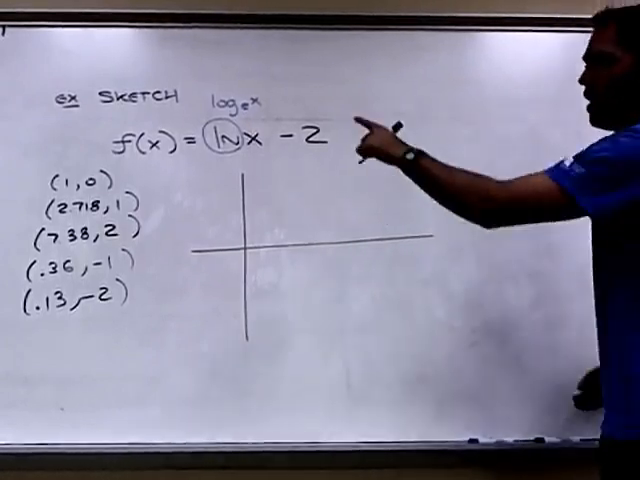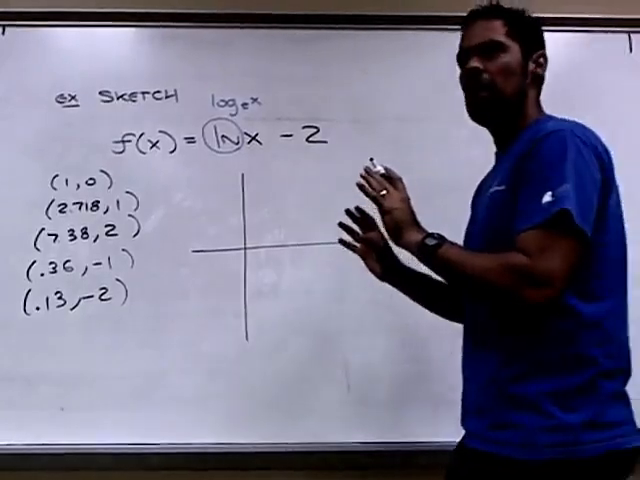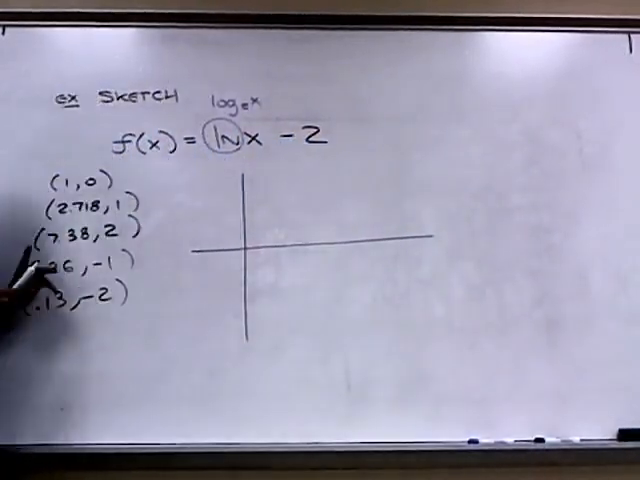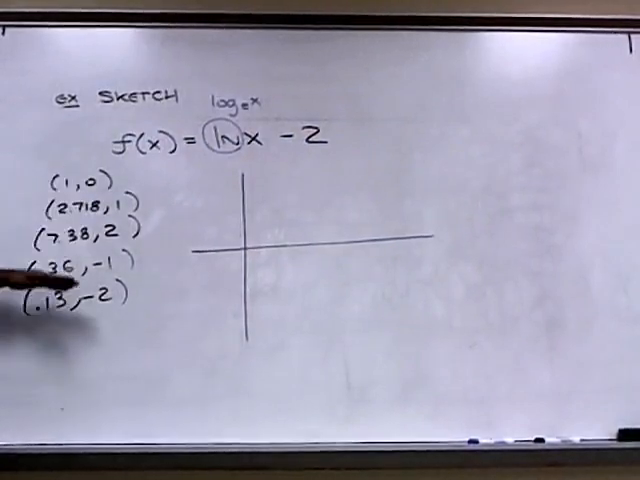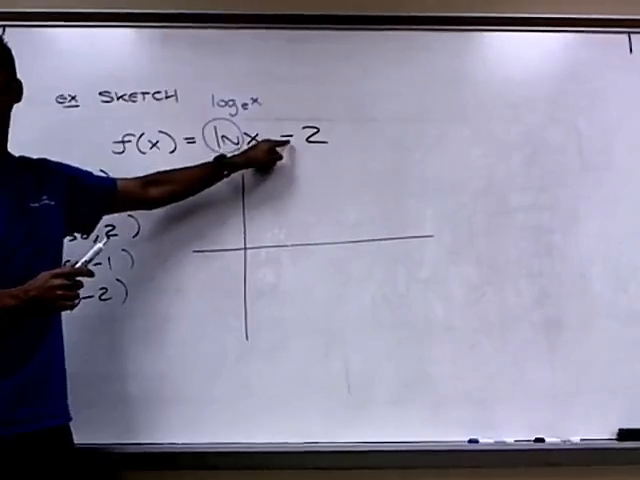Let's plot these points, but let's plot them very lightly, okay? Why am I going to plot this very lightly? This isn't my final picture, right? What am I going to need to do with my final picture? Move it down 2, right? Don't forget that we had -2 here.